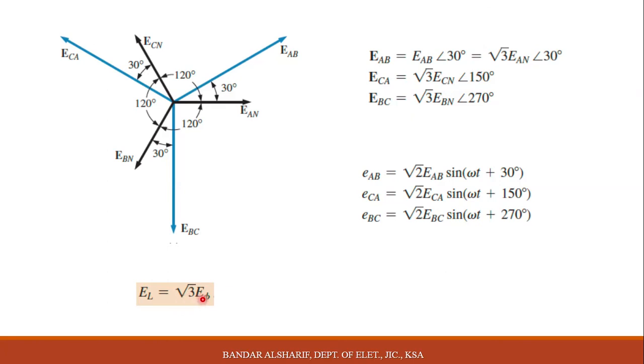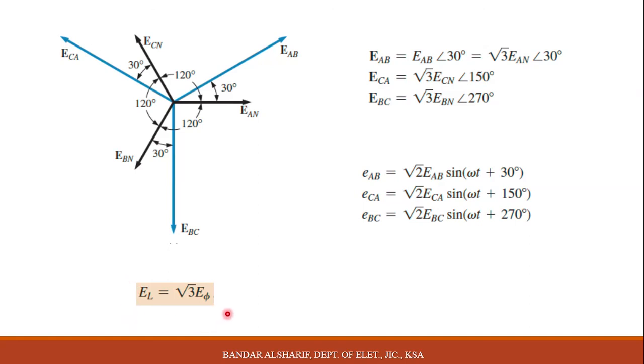If you multiply the phase value by root 3 in a Y connection, you will get the line value. If you remember in the lab, the 120 volts is connected from line 1 to N, or 2 to N, or 3 to N. This is considered the phase value. If you multiply 120 by root 3, you will get 208, which is the line-to-line value, 1 to 2, or 2 to 3, or 1 to 3 in the lab equipment.